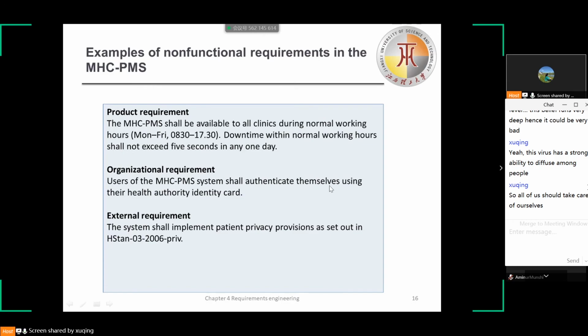The health authority that operates the system is moving to a standard authentication procedure for all software, where instead of users having a login name, they swipe their identity card through a reader to identify themselves. And the external requirement is derived from the need for the system to conform to privacy legislation. And as we know, privacy is obviously a very important issue in healthcare systems. And the requirement specifies that the system should be developed in accordance with a national privacy standard here.